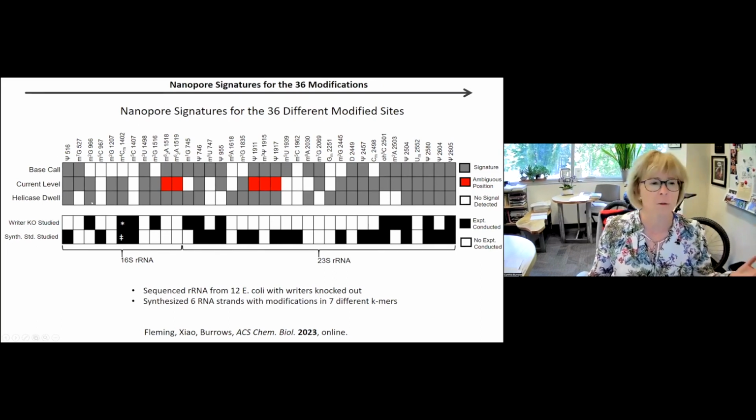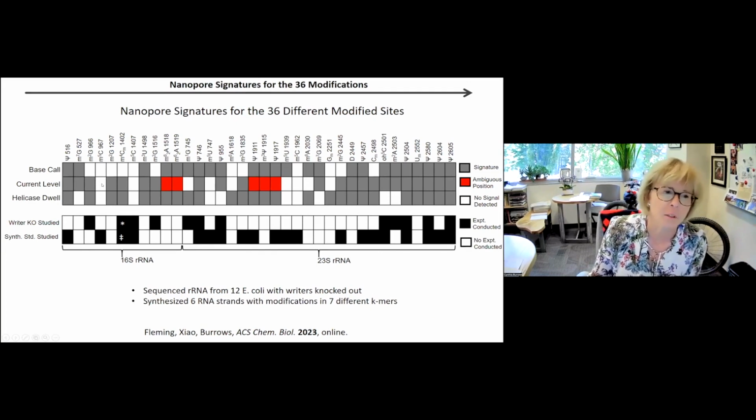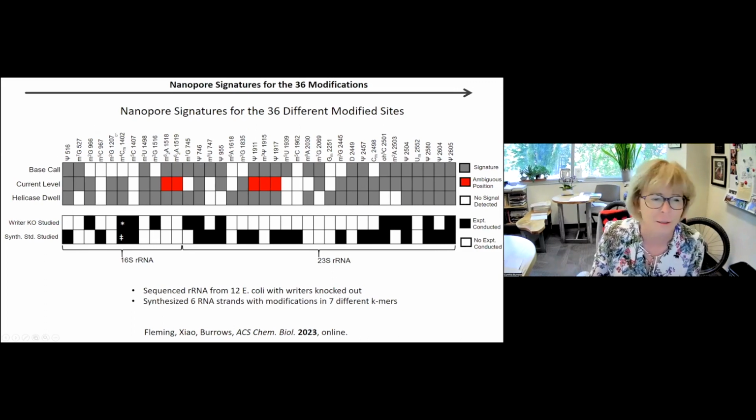Sometimes we get 2 out of 3. And I have to say the most difficult for us was 5-methyl-C. That's the one site that gives only a tiny, tiny change. So for these, we also studied synthetic RNA.